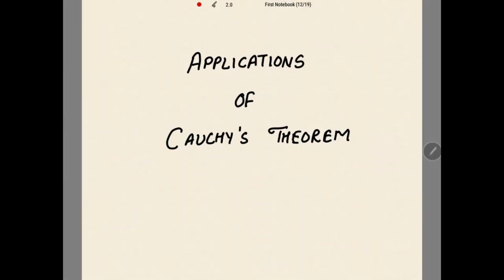Good morning everyone. This is a new content for you, that is applications of Cauchy's theorem. It has so many lessons included in it. Let's have a look over them.